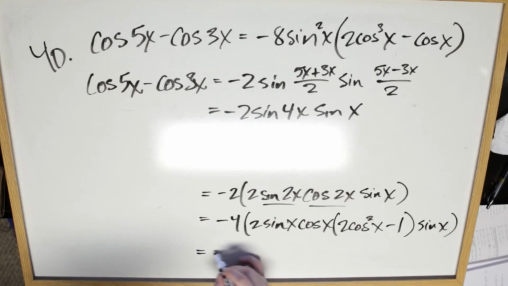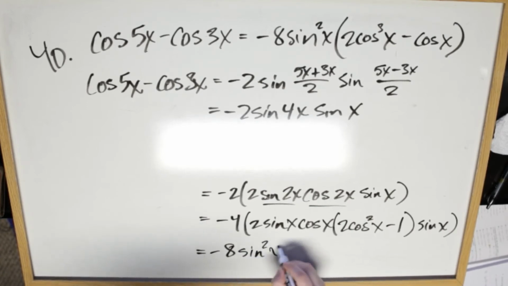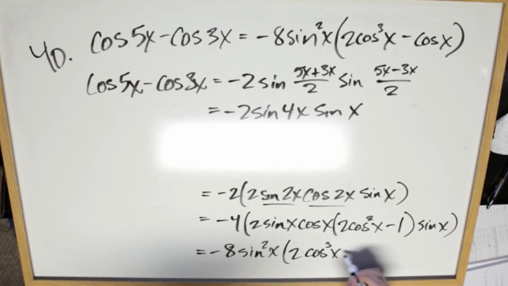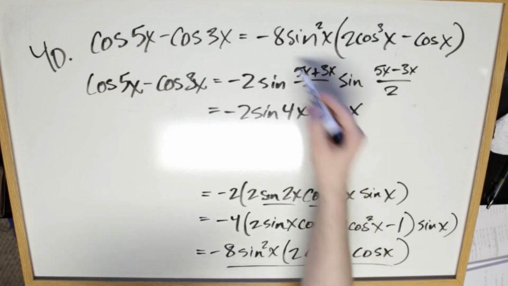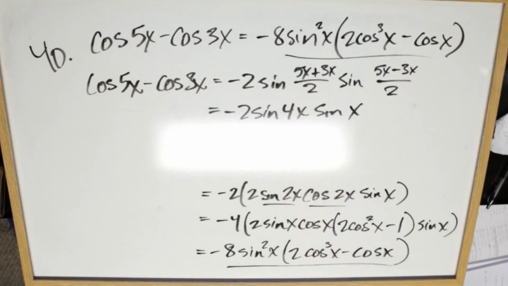So this is now my -8. I've got sine x times sine x, which is sine squared x. My cosine, if I distribute that across the board, I'm going to get times 2 cosine cubed x minus cosine x. And that's what we wanted. So you can see it matches up exactly with what we got up top. So we're done. So this is kind of a harder one. It's a bit unique and uses some old formulas and identities that we needed.